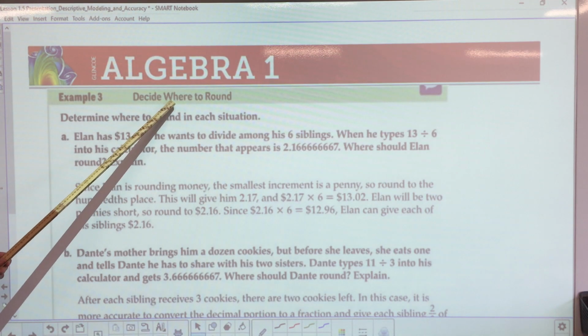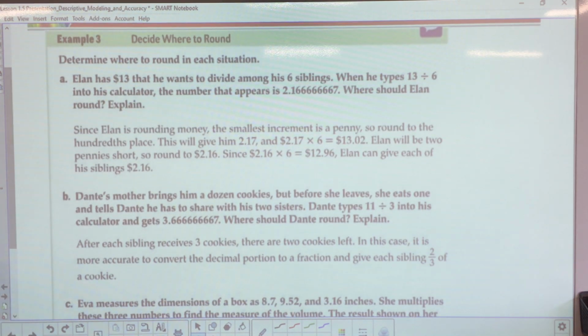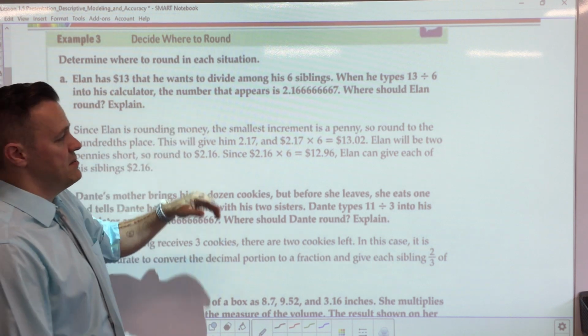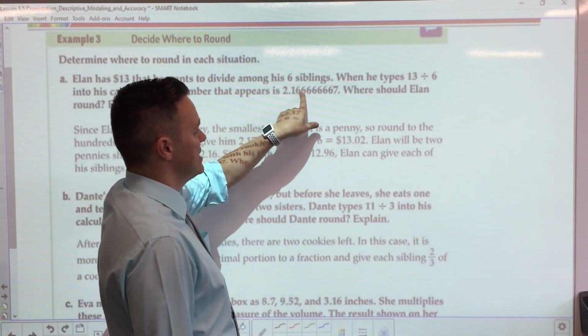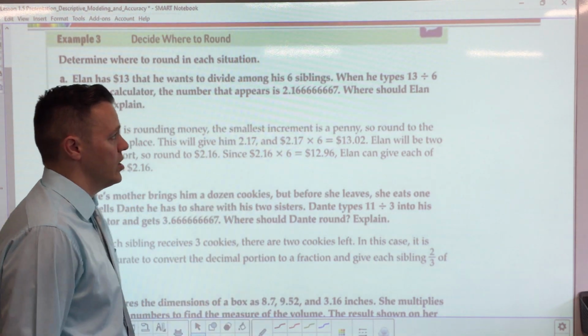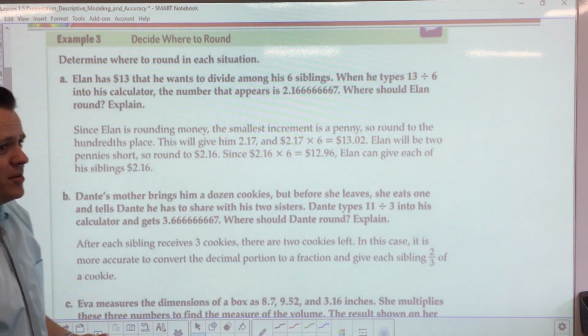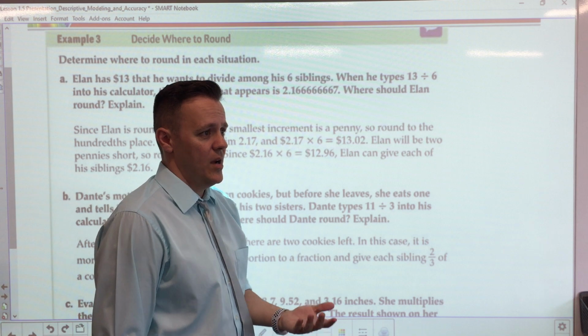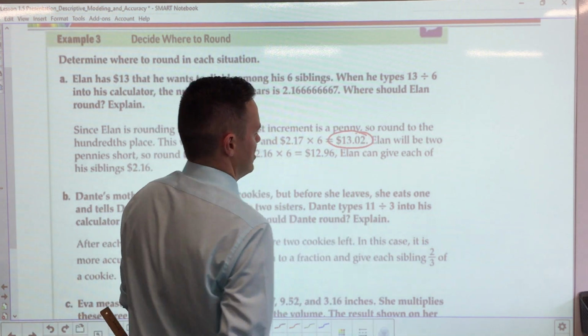All right, decide where to round. Determine where to round in each situation, okay? Ellen has $13 that he wants to divide among his 6 siblings. When he types in 13 divided by 6, he comes up with the number 2.16666, and it just keeps going on. Where should Ellen round? Explain. Well, you're rounding money, right? If you're rounding money, what are you going to have to do? That's why it says you're going to have to go to the cents, okay?